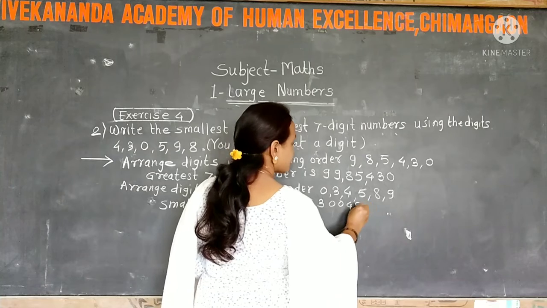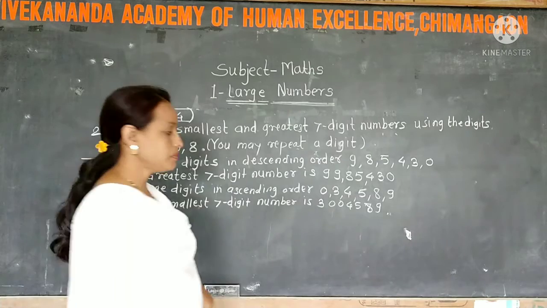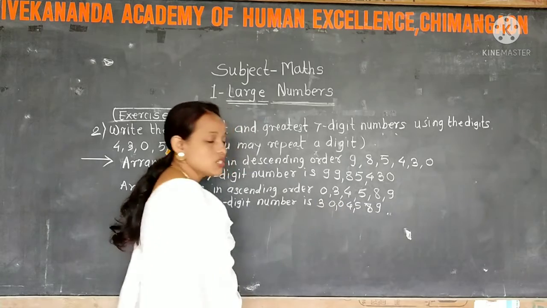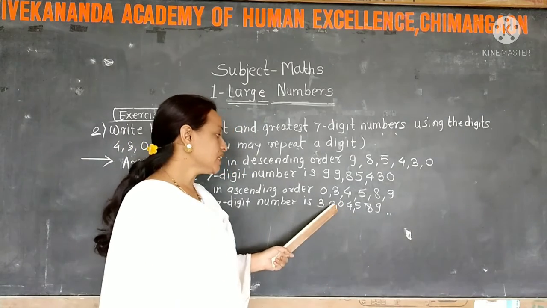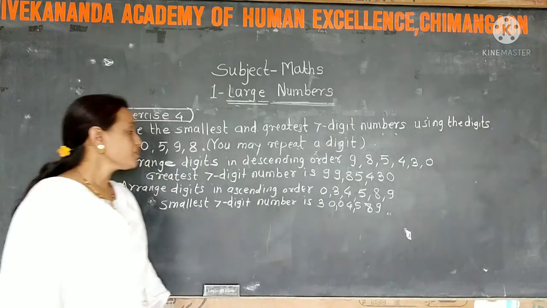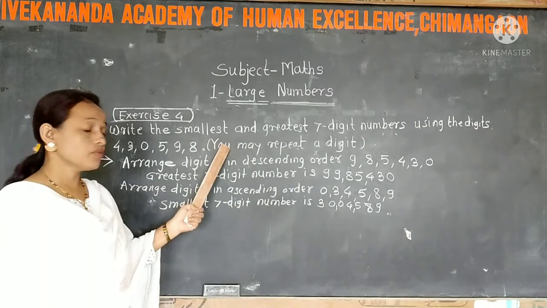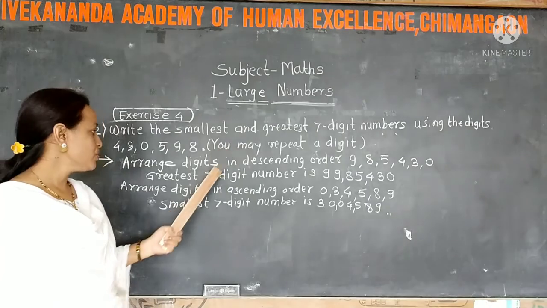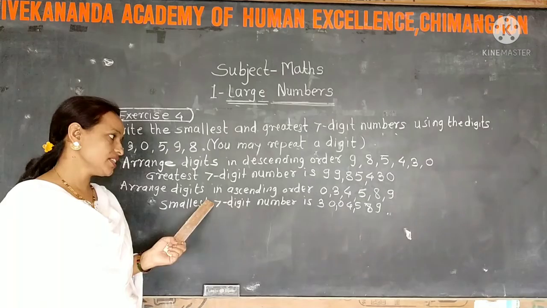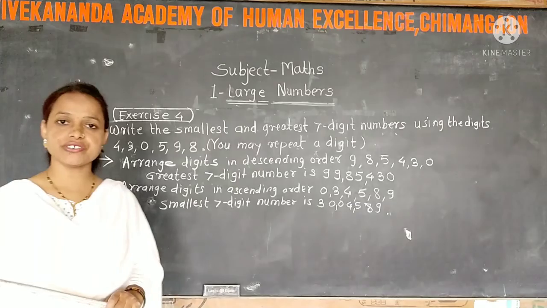We get, now we put the comma to separate the periods. 1, 10, 100, 1000, 10,000, lakh, 10. So we get here smallest 7-digit number 30 lakh 4,589. In this way, by arranging a given digit in descending order, by repeating a greatest digit, we make a greatest 7-digit number, and by arranging a given digit in ascending order, by repeating a smallest digit, we get a smallest 7-digit number.